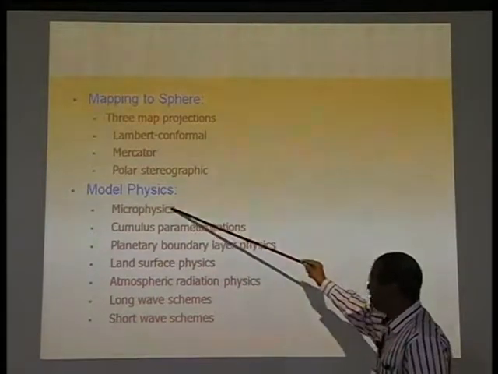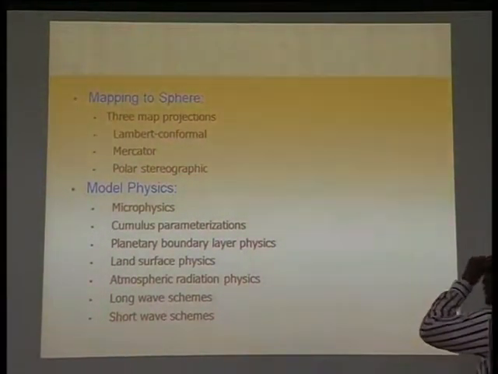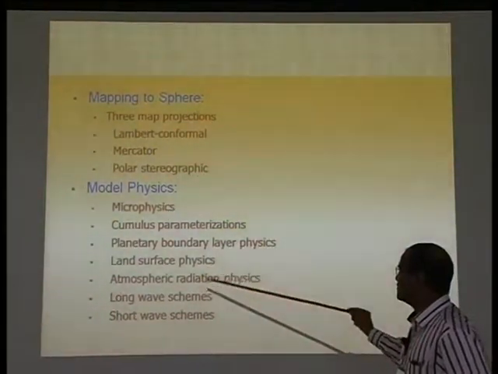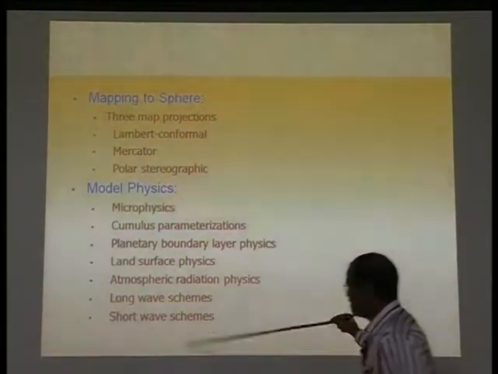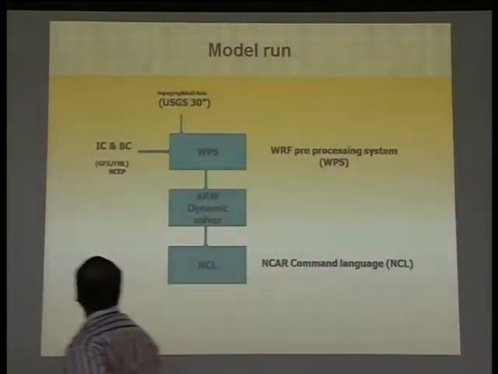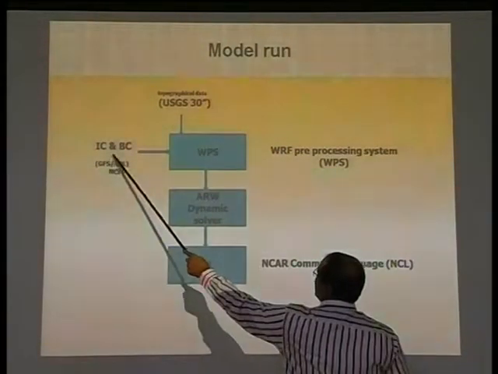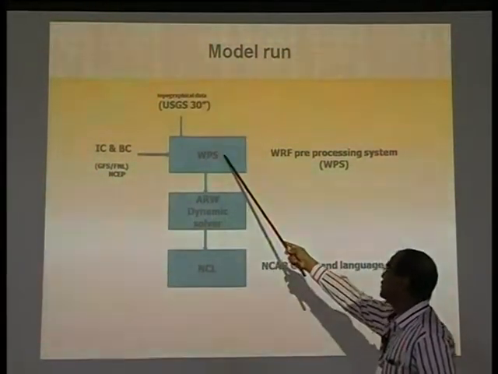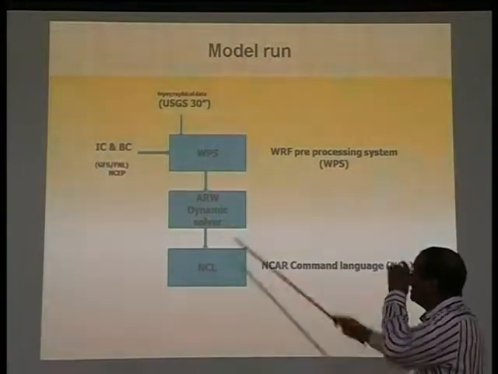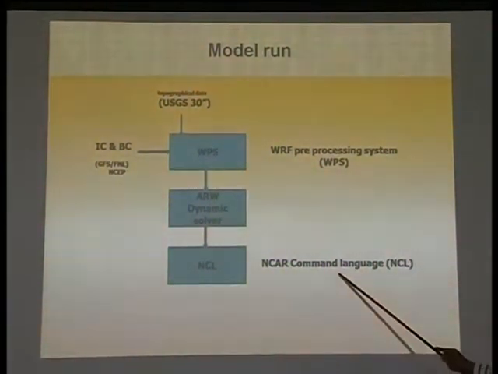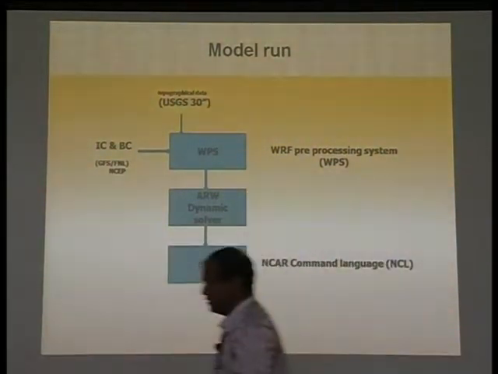Now model physics, these are the inbuilt options available in the community model: microphysics, cumulus parameterization, boundary layer physics, land surface physics, radiation, long wave schemes and short wave schemes. So the model works like this: you get the initial condition and boundary conditions of a global forecast system, then introduce it into the preprocessor, and then put it into your dynamic solver, and this is all done in the NCAR command language called NCL.